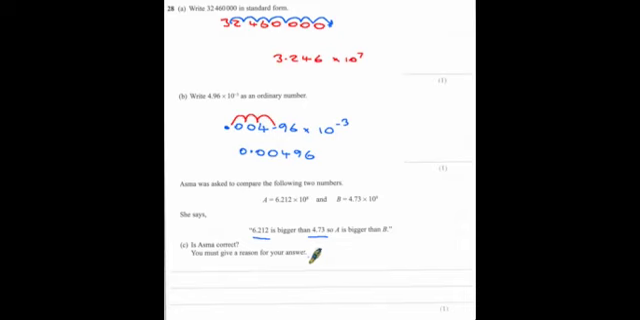Well, the answer is no, she's not correct, and the answer is because of the powers of 10. We are multiplying B by an additional power of 10. Therefore, even though 6.2 is currently bigger than 4.73, by multiplying this by an extra 10, B will be the larger number. That needs to be put in your own words here.